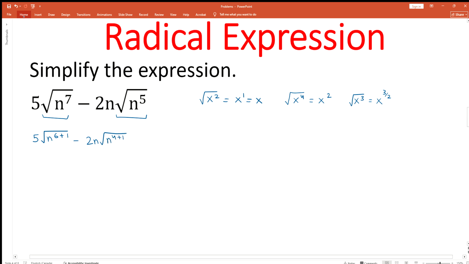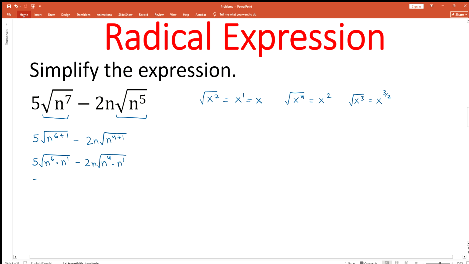Now we can use the multiplication law of exponents to break up the terms n to the power 6 plus 1 and n to the power 4 plus 1. N to the power 6 plus 1 can be written as n to the power 6 times n to the power 1. And n to the power 4 plus 1 can be written as n to the power 4 times n to the power 1.